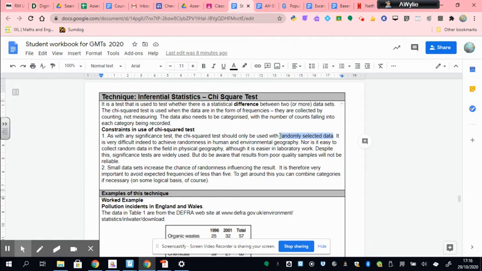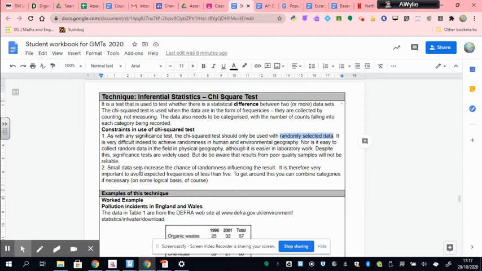But if I could come up with a method of randomly selecting the 20 classes and then going into each class and recording the number of boys and girls, I could mathematically then prove whether there is a statistical difference between boys and girls in different classes in Morrison's Academy, if I was interested in doing that. So that's the idea of randomness. I need to randomly ensure my data has been selected.